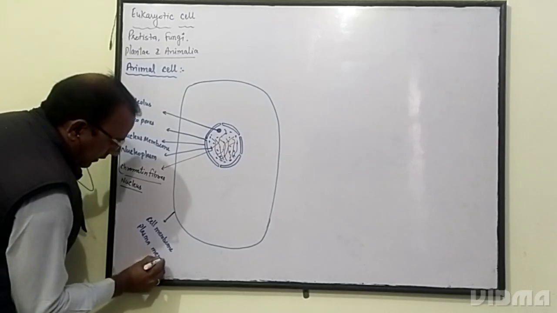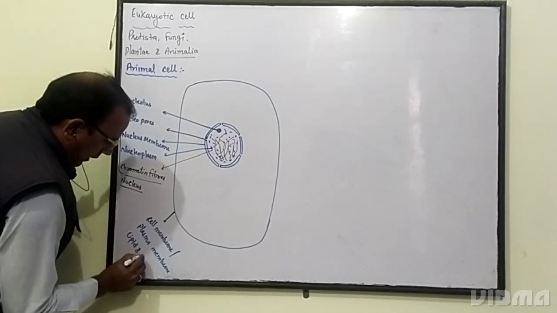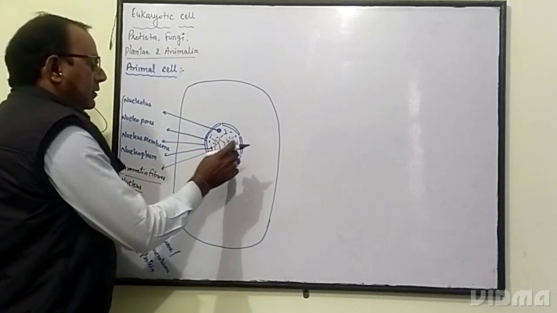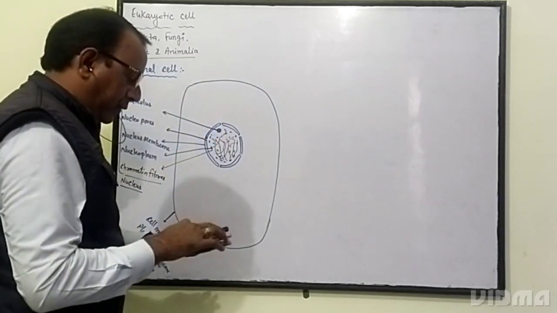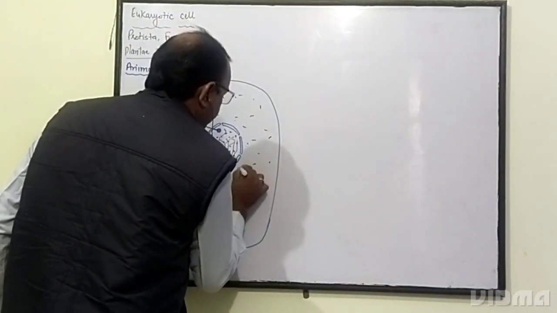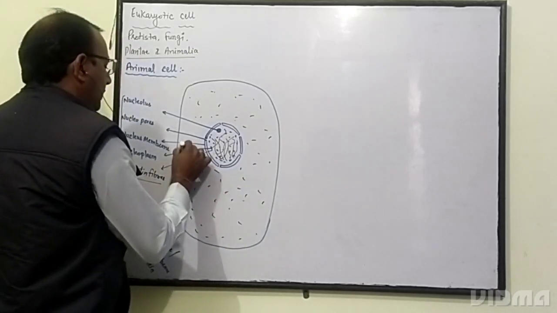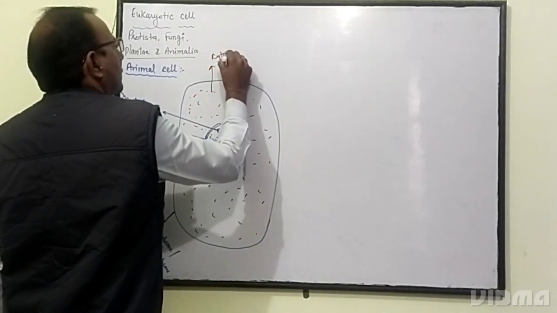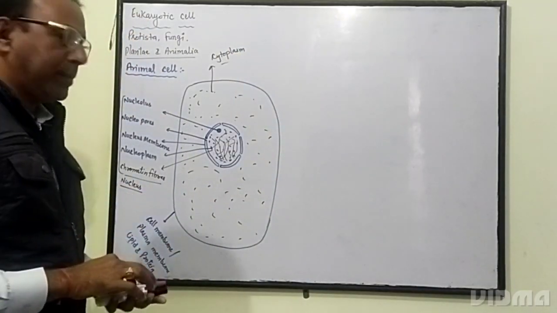The plasma membrane is made up of lipid and protein. The gap between the cell membrane and the nucleus is filled with another fluid, and this is called cytoplasm. The substances present between the cell membrane and the nucleus membrane are called cytoplasm. Inside the cytoplasm, there are many cell organelles present.